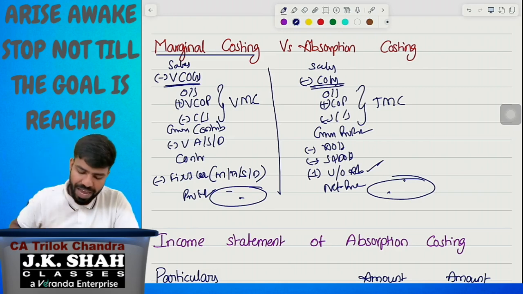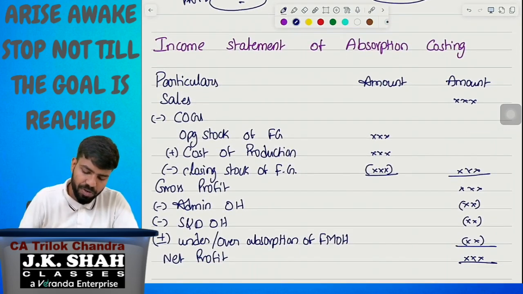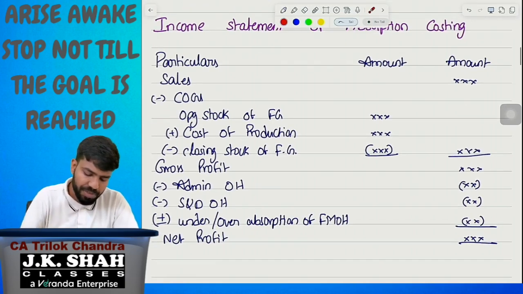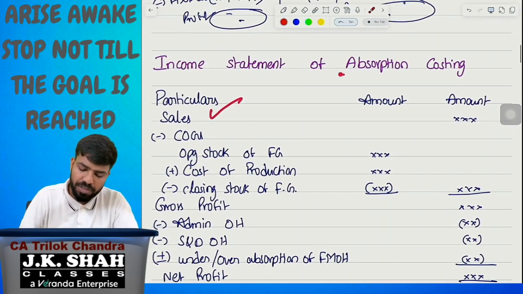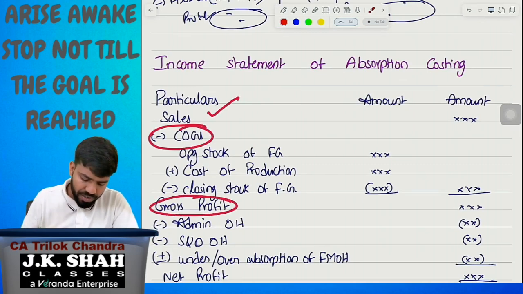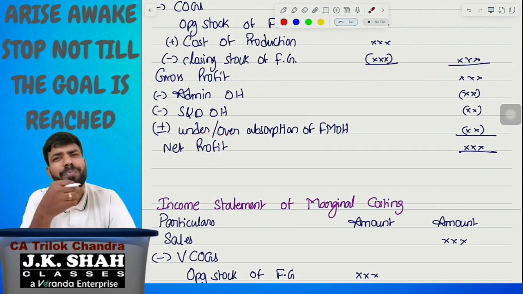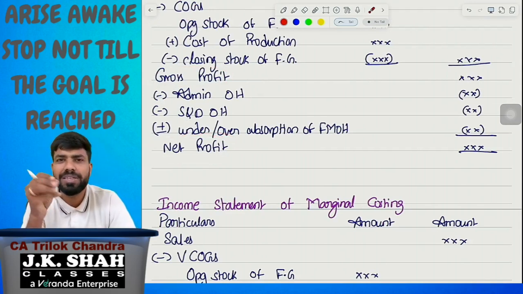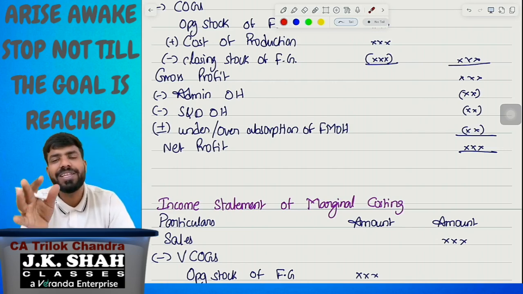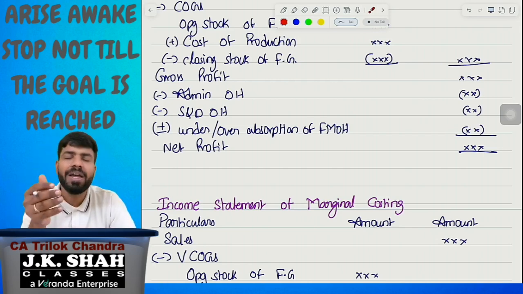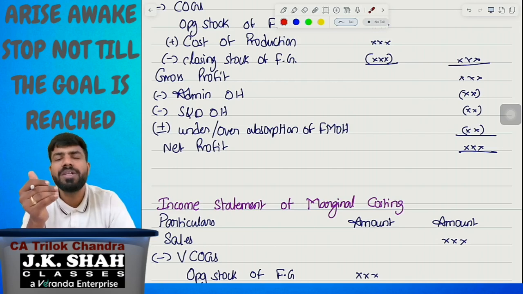Clear? Understood? I have clearly given the format of income statement. Look at here. See, this is under absorption costing. First sales minus cost of goods sold, gross profit, minus administration and selling overhead, and under or over absorption, we get the net profit. Simple. We all know the cost of goods sold format is opening stock plus cost of production minus closing stock. Sales minus cost of goods sold is gross profit, minus administration overhead, selling and distribution overhead, and under or over absorption is the adjustment in absorption costing, and then we get the net profit.